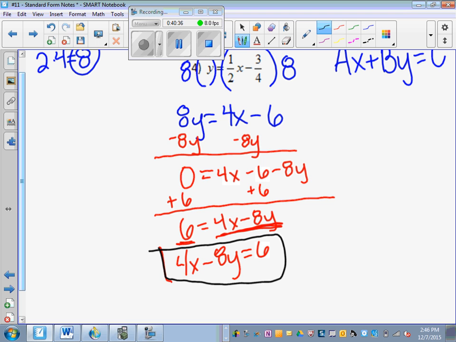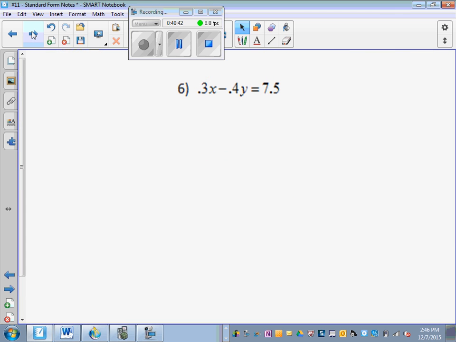Okay. Let's take a look at one that has a decimal, and then we'll do the bottom. Number 6. I'm going to set it up for you, and then we'll go from there. Oh god, we've got decimals. What are we going to do with that? Let's instead turn it into fractions, because we know how to get rid of fractions, right?